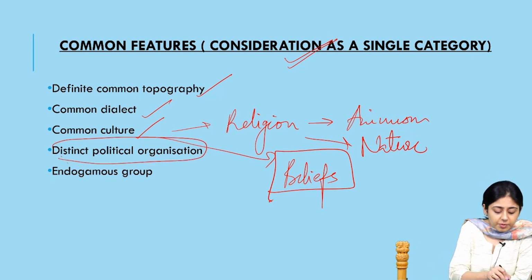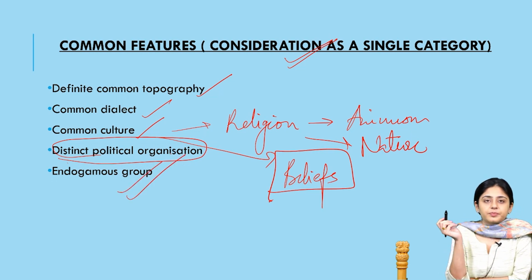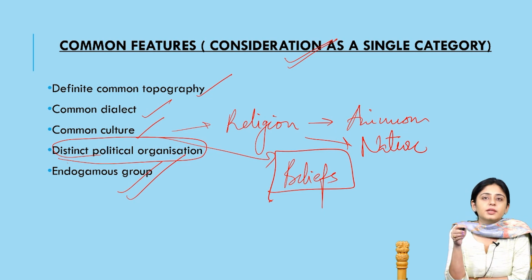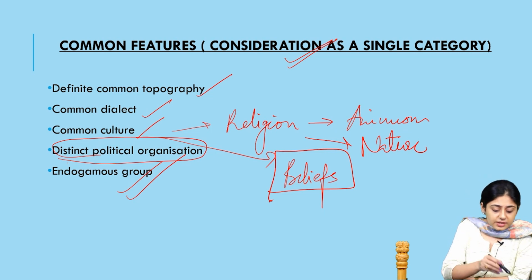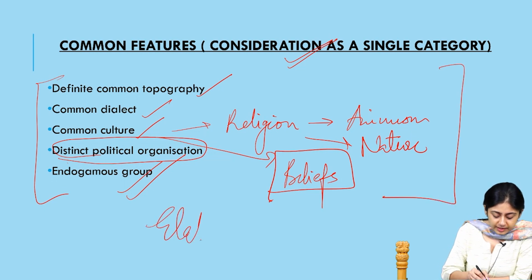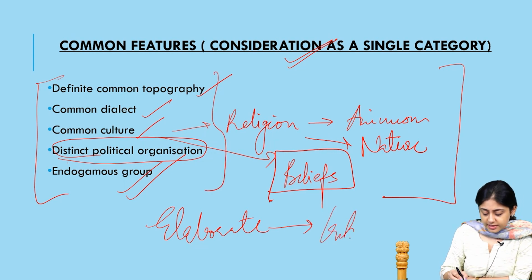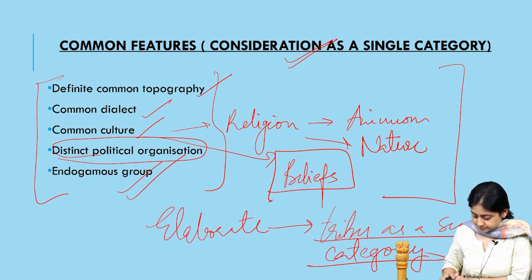Then they have a distinct political organization. They'll have a tribal chief, which is based on your age and everything, right? And they'll have an endogamous group, right? They'll marry among themselves only, in the same tribal group, right? So these are certain common features, right? You have to elaborate them properly, right? And then you can say that, because of these features, we consider tribes as a single category in spite of the numerous tribes which are present in India, right?